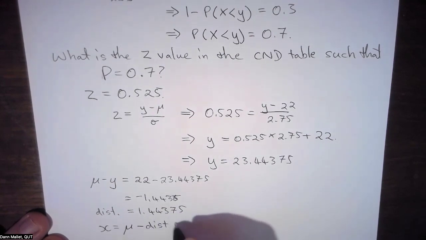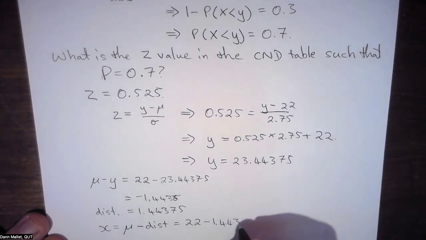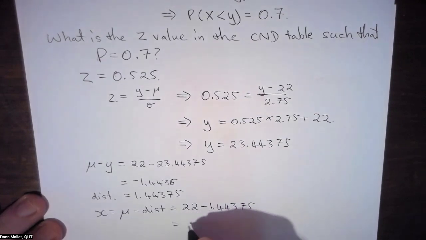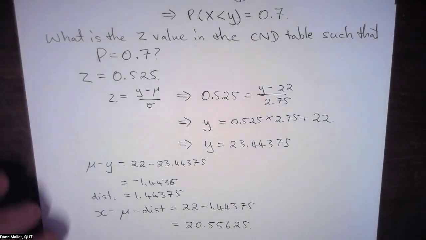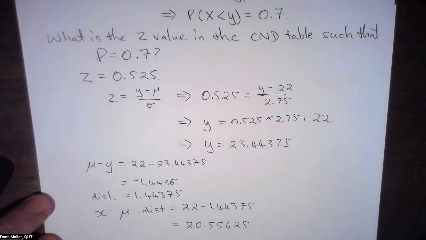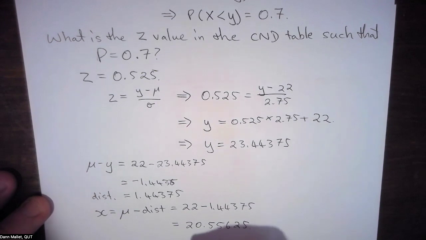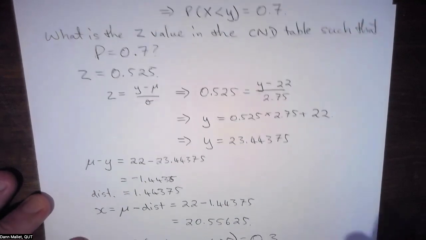which is 22 minus 1.44375. And evaluating that gives me that x is equal to 20.55625. Okay, so there we have the x value that's required to give us that the probability that our random variable is less than 20.55625 will be equal to a probability of 0.3.